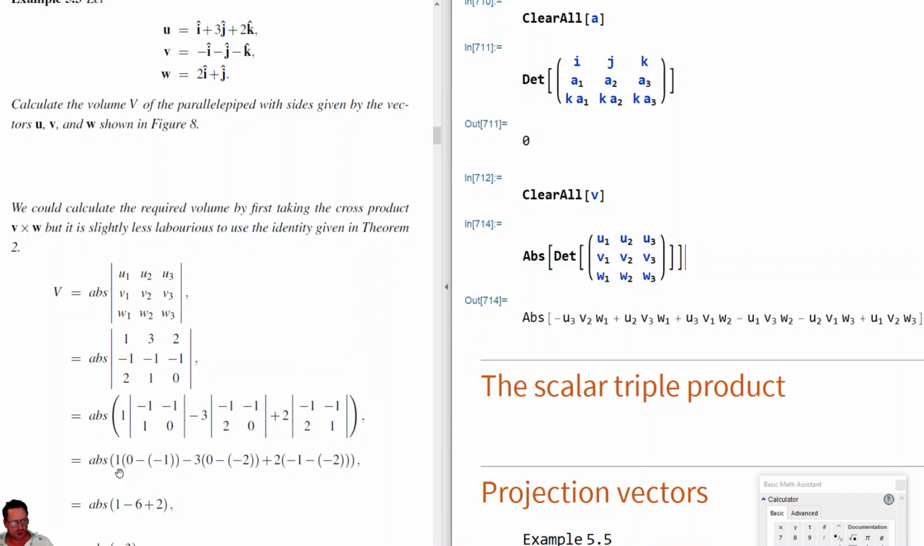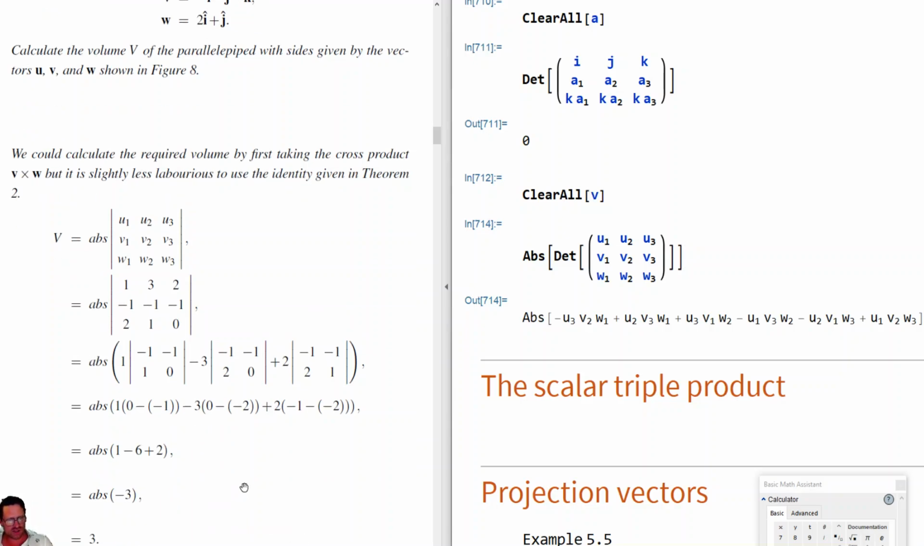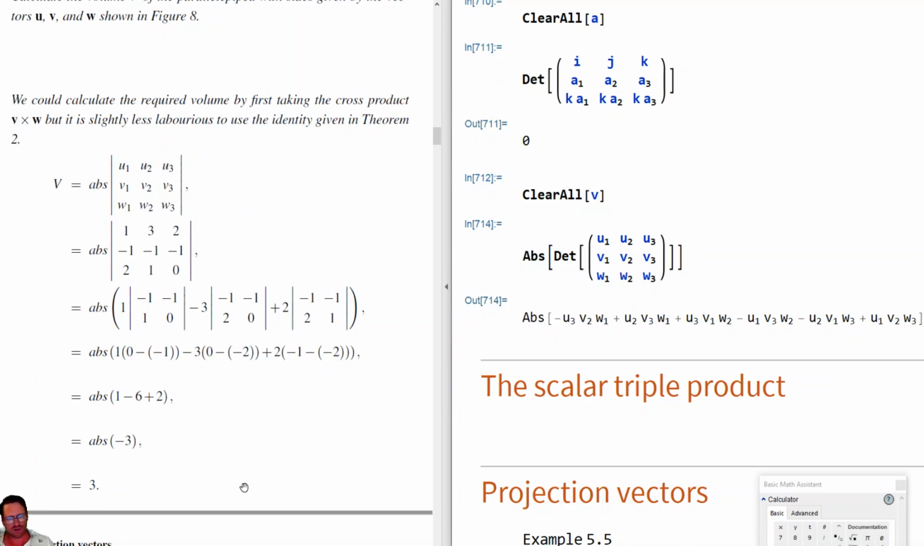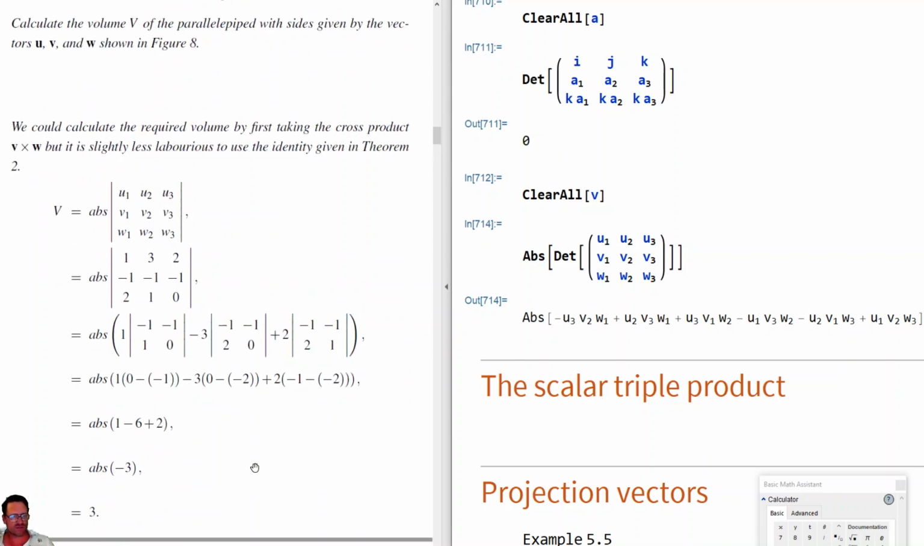And so 1 times, in brackets, 0 minus minus 1. And then minus 3 in brackets, 0 minus 2 times minus 1, and then plus 2 in brackets, minus 1 minus minus 2. So we have the absolute value of 1 minus 6 plus 2, which is the absolute value of minus 3, and the absolute value of minus 3 is plus 3. So the volume of this parallelepiped is 3.